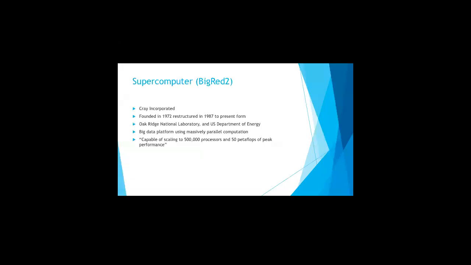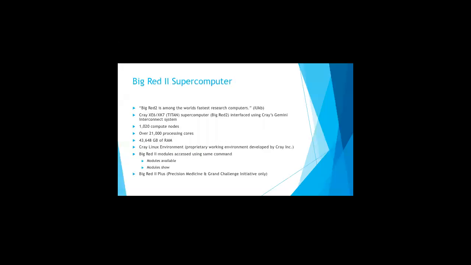Massive, massive computers. So if you see the bottom, this is from Cray. What we have here is called Big Red 2. It's Titan. They're saying they could scale our computer here up to 500,000 processors if we had the money. Okay, it all takes money. Computation is not cheap. So Big Red 2, this is right off of the IU knowledge base. Big Red 2 is among the world's fastest research computers. Keep that in mind. This is one of the fastest research computers currently available.